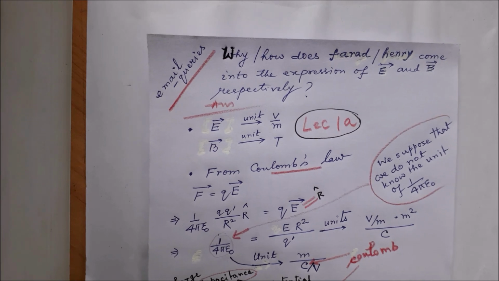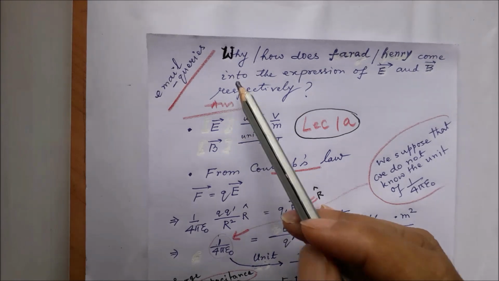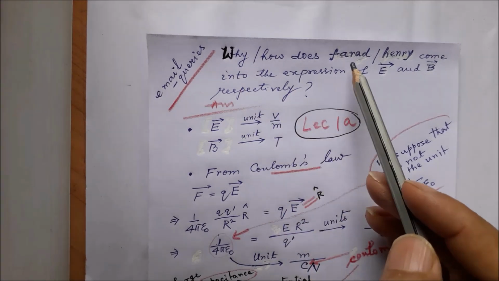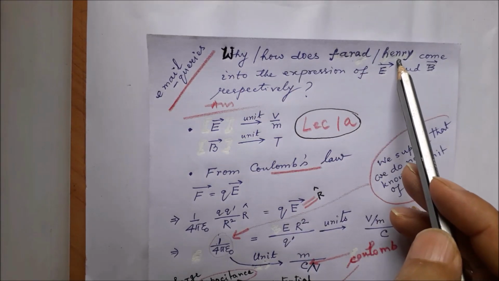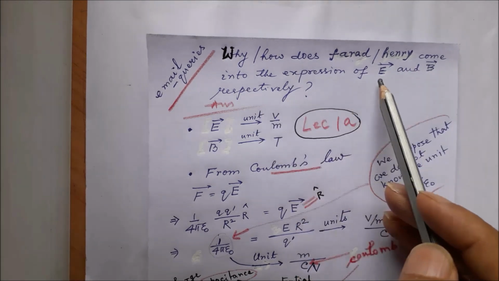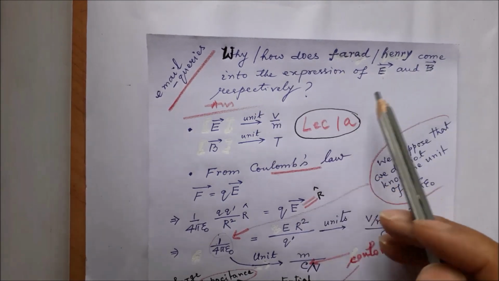Let me start with a question, a specific email inquiry. Why does Farad and Henry come into the expressions of E and B respectively?